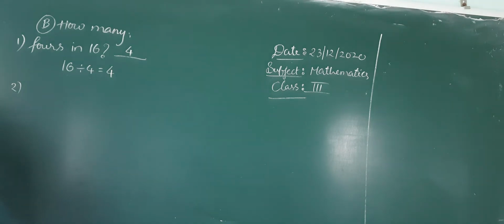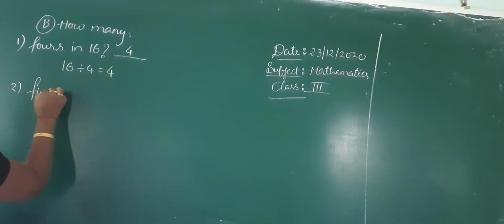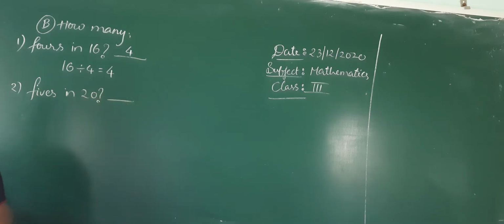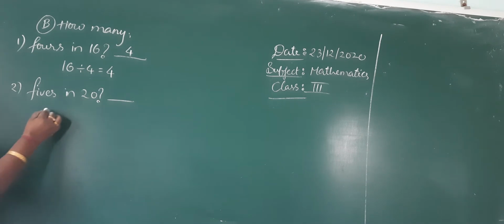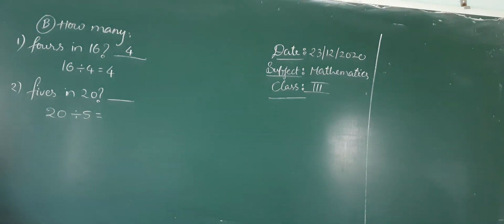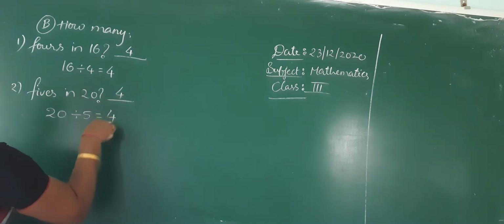See the second one. How many 5s are there in 20? That means 20 divided by 5. In the 5 table, when it comes to 20, repeat the 5 table. 5 ones 5, 5 twos 10, 5 threes 15, 5 fours 20. So 5 fours, 4 times it comes, 5 fours 20.